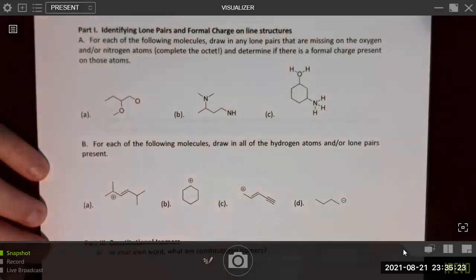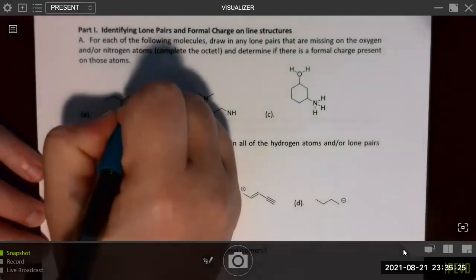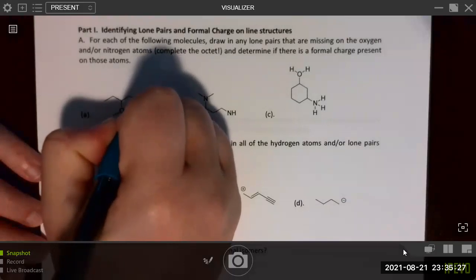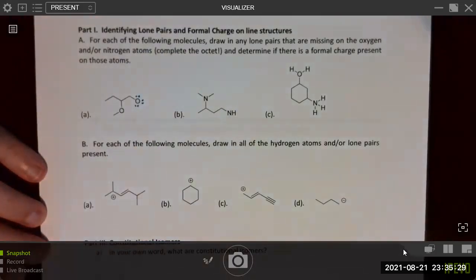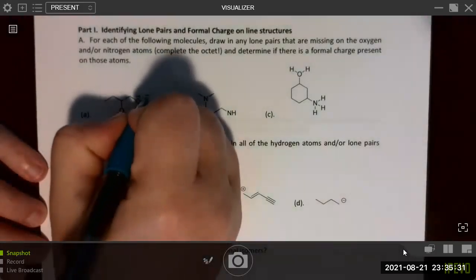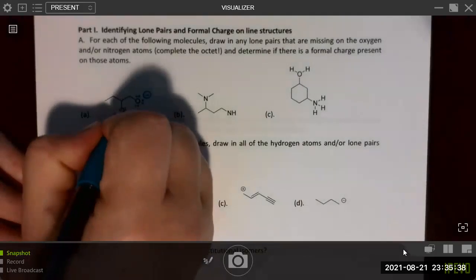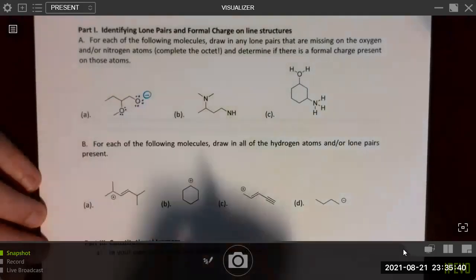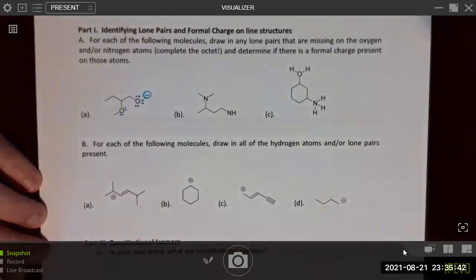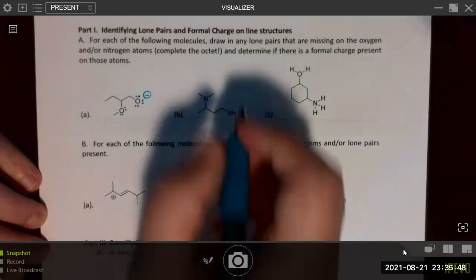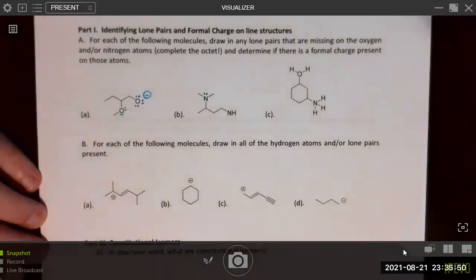So this oxygen only has 2 electrons, so we need 3 sets of lone pairs to get a total of 8 electrons around it. It will have a negative charge when oxygen makes 1 bond with 3 lone pairs. Oxygen can make 2 bonds and have 2 lone pairs and be neutral. There's no formal charge on that oxygen. Nitrogen over here is making 3 bonds. When it does so, it also has 1 lone pair and it's neutral.